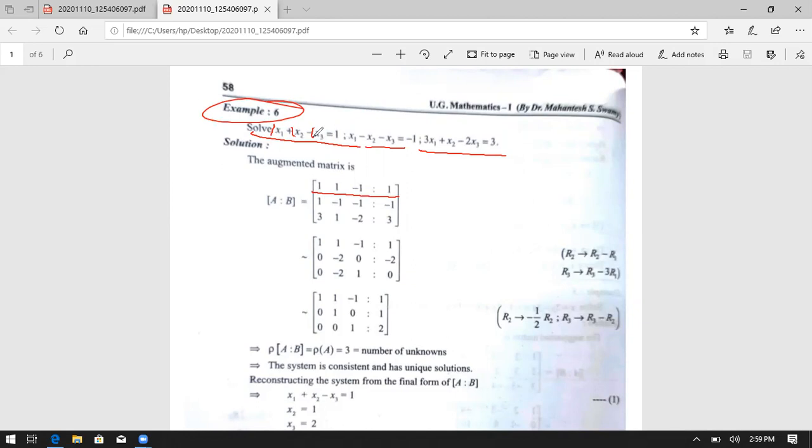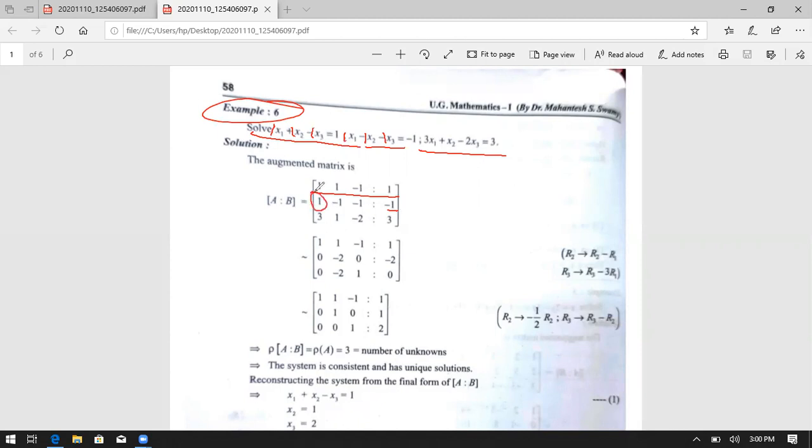Next the second one, that is 1, minus 1, and minus 1, and finally the constant minus 1. Next the third, 3, 1, minus 2, and 3. Okay, this is the augmented matrix A|B. Next operation.